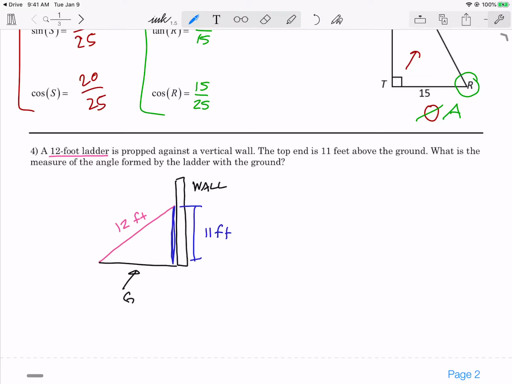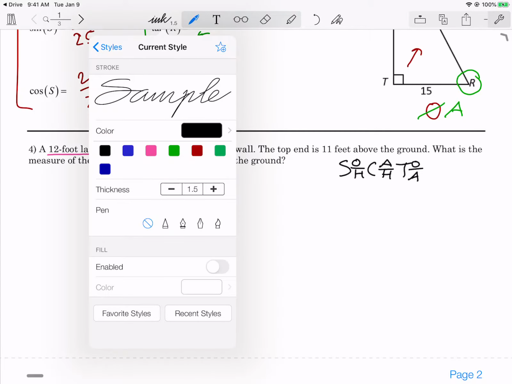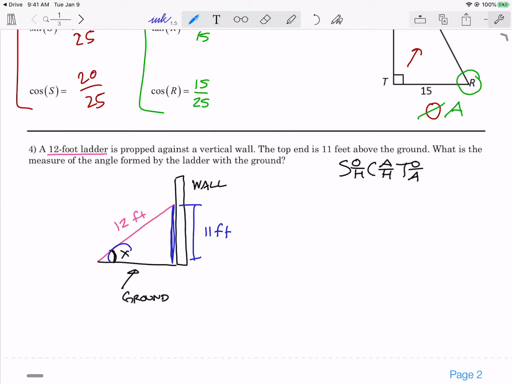Here is my ground. So where is that angle going to be? Between the ladder and the ground. So I'm trying to find this angle here. What's my little thing I need to remember? SOHCAHTOA. So I'm going to label my sides and circle my angle. Opposite of the right angle is my hypotenuse. The 11 will be my opposite because it's opposite of the angle that I circled. I don't care about adjacent in this problem. So what am I working with?